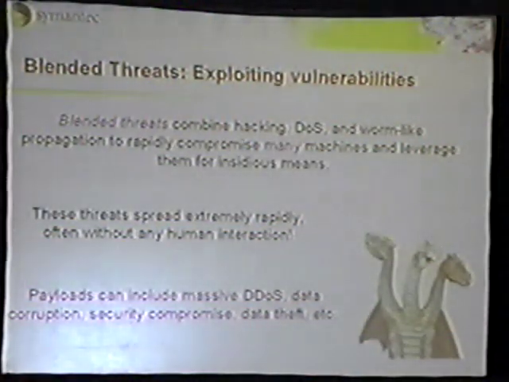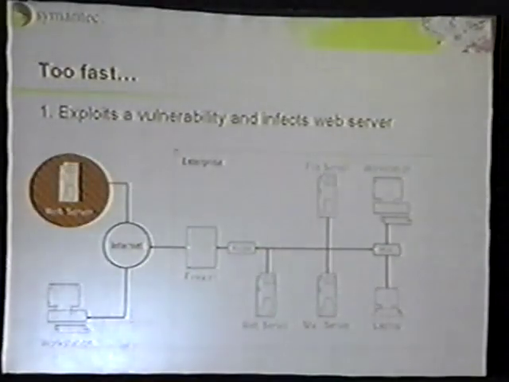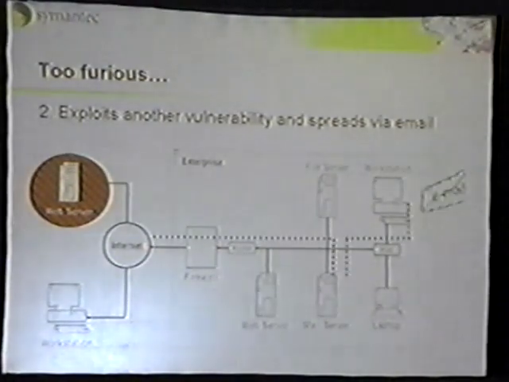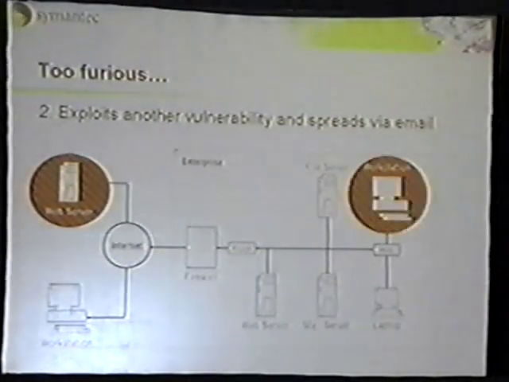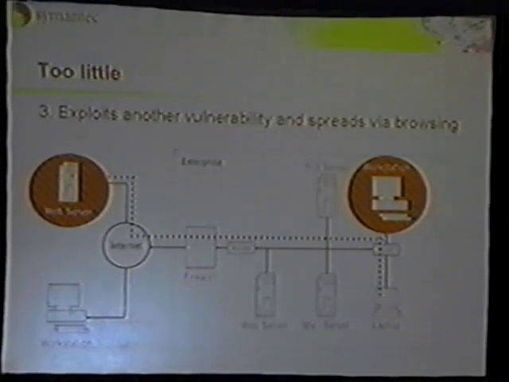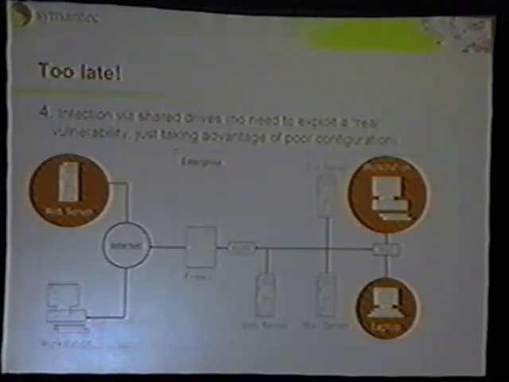Blended threats combine lots of things, generally exploiting vulnerabilities, and they spread really, really fast, and you've probably seen them in your organization. Generally, they'll exploit some vulnerability, often on a web server. You've probably seen that a lot lately. Somebody sends an email, it goes out in the email. Then it exploits another vulnerability, so somebody sitting with their laptop gets exploited. Pretty soon their PC is open, their laptop is open. Pretty soon, not even a vulnerability, just a bad configuration exists on another computer.